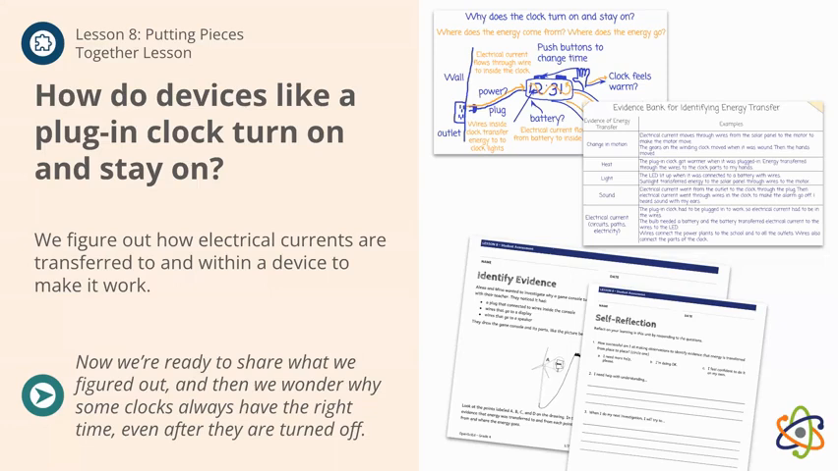stays on. We then revisit our driving question board and notice that while we can explain how devices like a plug-in clock turn on and stay on, we can't explain why some clocks always have the right time, even after they've been turned off and turned back on. Like when our phones die and then we turn them back on, they still have the right time, but we had to reset the plug-in clock. So how do these kinds of devices have the right time and never have to be set?